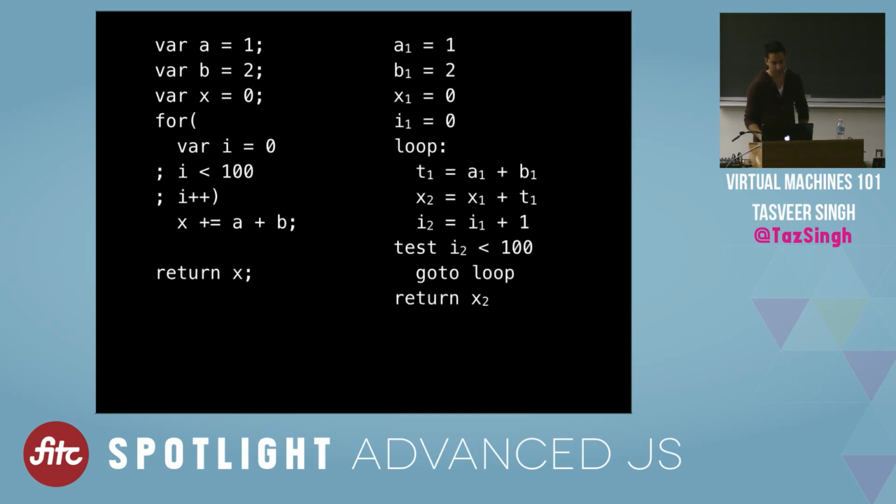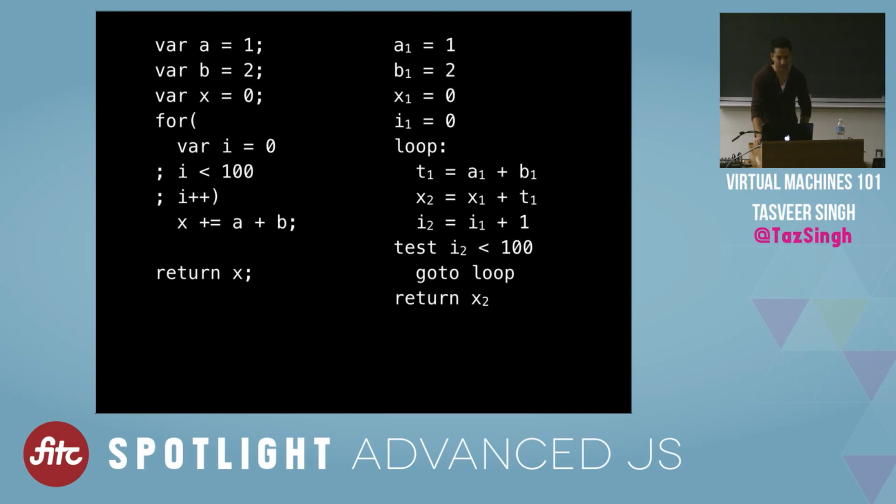So here's the single static assignment version of that. I'll let you take that in. So we have the first versions of everything defined. We have our loop. And we have T1 inside that loop, which is the value of A1 plus B1, X2, I2, a test, jumping back to the loop, and then finally returning X2.